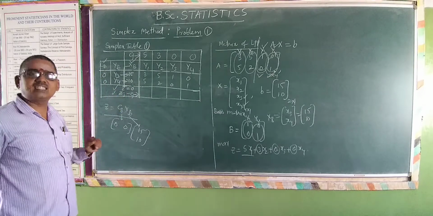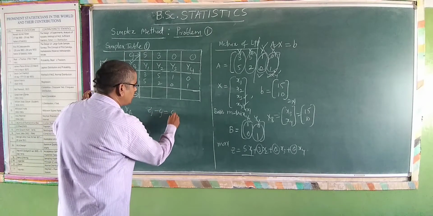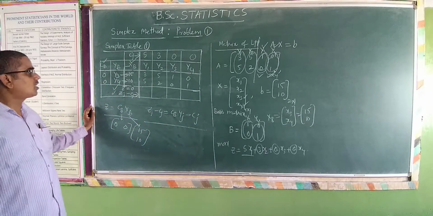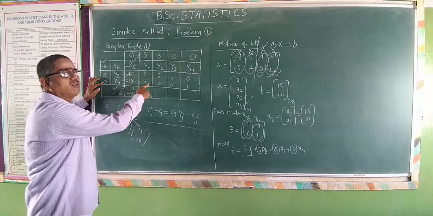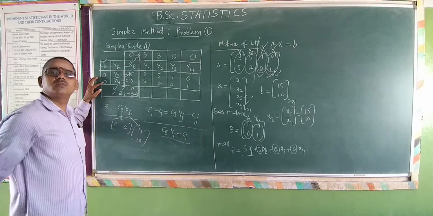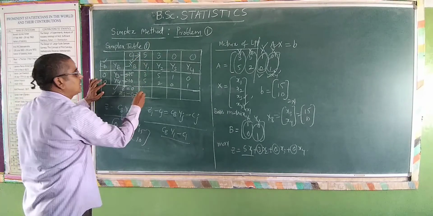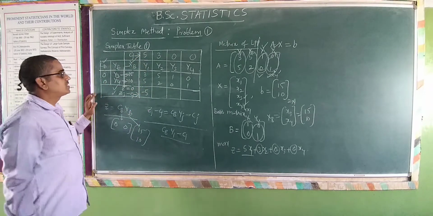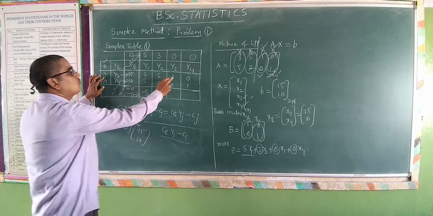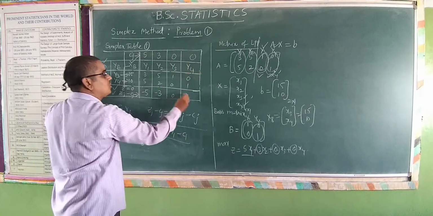So what are the Zj minus Cj values? The formula Zj minus Cj is equal to CB Yj minus Cj. What is CB? This one. What is Yj? We consider y1, that is CB Y1 minus C1. Calculate 0 into 3 plus 0 into 5, minus 5, that is minus 5. Again 0 into 5 plus 0 into 2, 0, minus 3, that is minus 3. 0 into 1 plus 0 into 0, minus 0, it's 0. 0 into 0 plus 0 into 1, minus 0, it's 0.